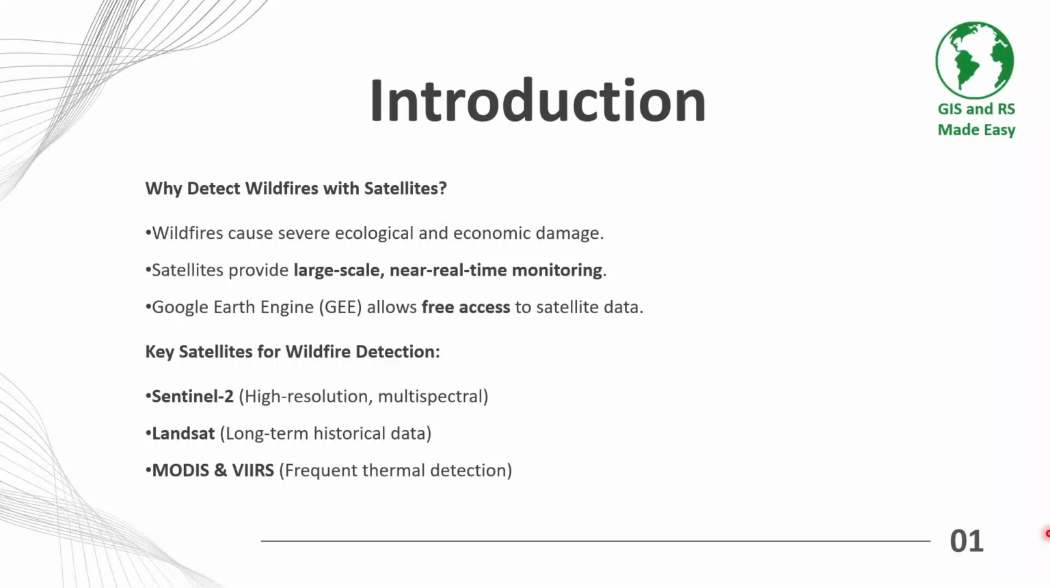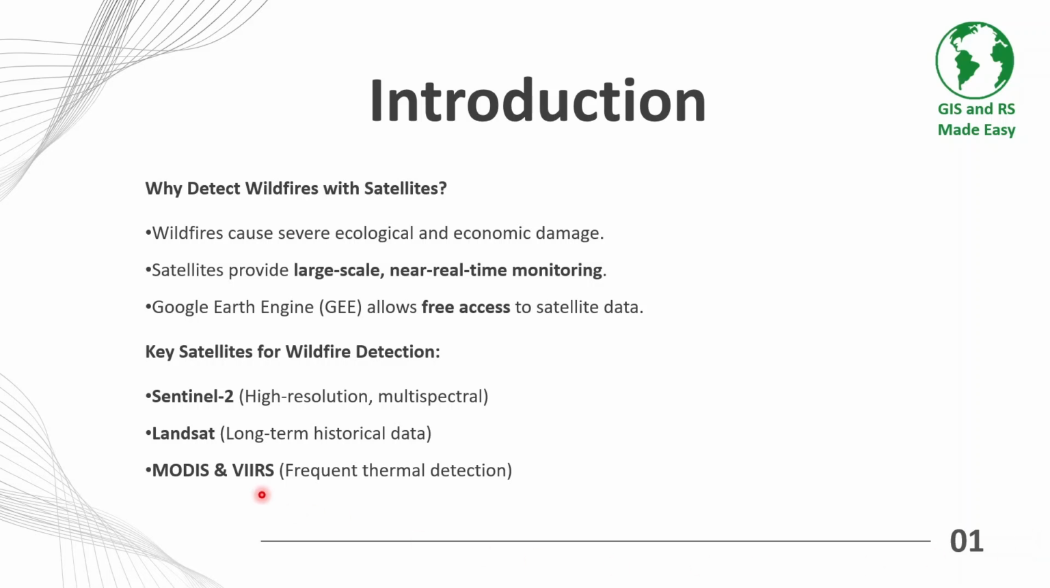First, let's see a brief introduction. Why do we detect wildfires with satellite images? Detection of wildfire is very important because it has ecological and economic damage. Using satellite imagery has some benefits, such as this can be done on a large scale and near real-time monitoring can be done. And Google Earth Engine allows free access to satellite data. It uses cloud computing, so we can easily analyze large areas.